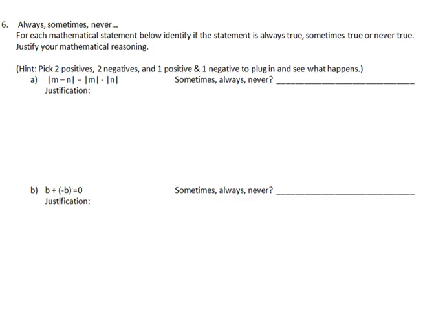Alright, number 6, always, sometimes, or never. We did some of these in class on one of our problem-solving assignments. There is a hint that you can use if you would like, or you can use algebra to explain it. The hint says pick 2 positive numbers, 2 negative numbers, and then 1 of each to see what happens. So for part A, let's just pick some easy numbers. Let's say m is 2 and n is 1.